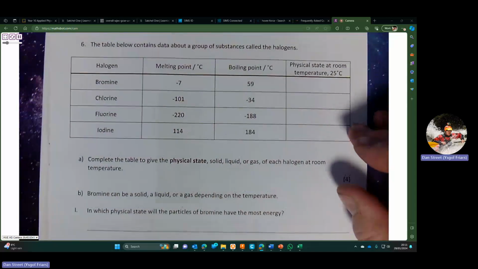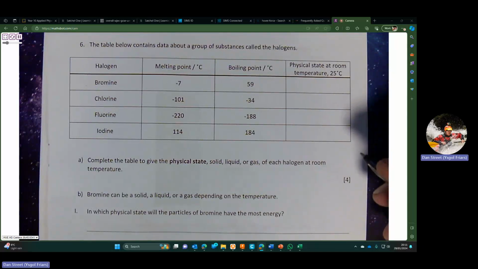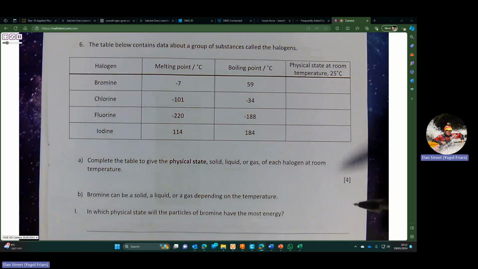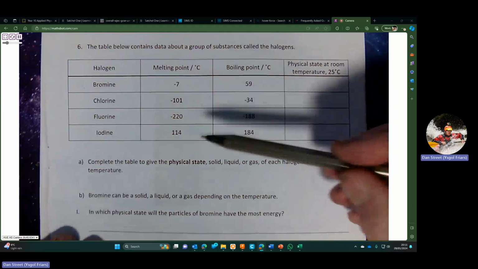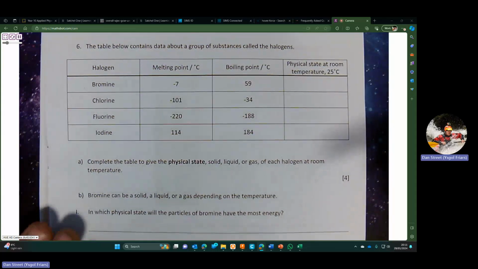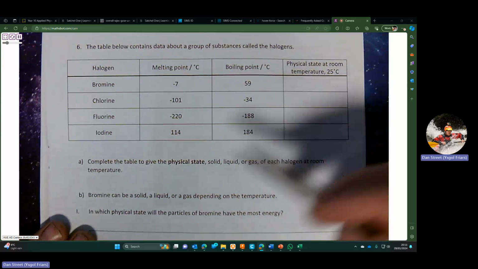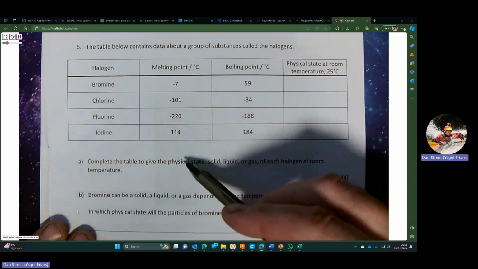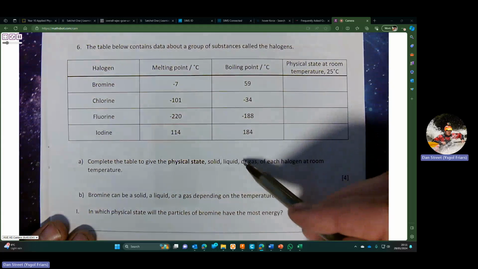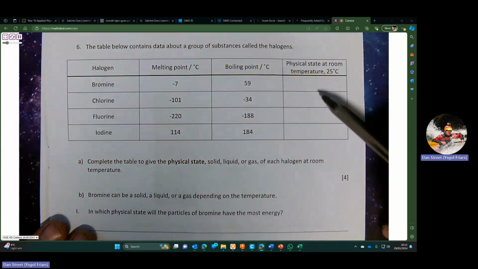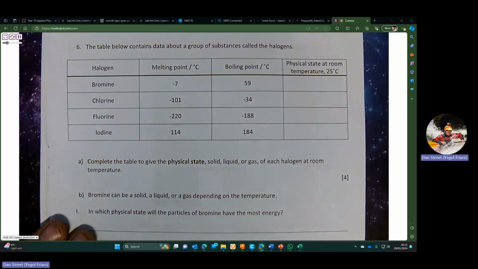Okay, number 6. The table below contains data about a group of substances called the halogens. And again, this is an example of a question where you may never have heard of the halogens, but as long as you read the question carefully and interpret the data, then you should be able to get the marks. So, first question says, complete the table, and a lot of people miss this, to give the physical state, solid, liquid, or gas, for each halogen at room temperature. Okay, so in this box here, we need to write solid, liquid, or gas.